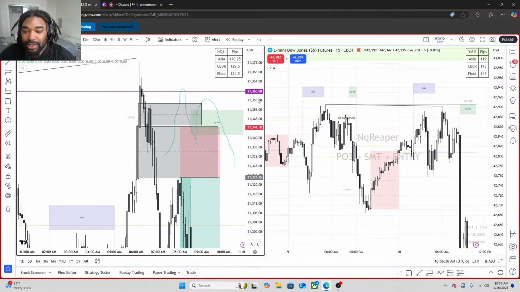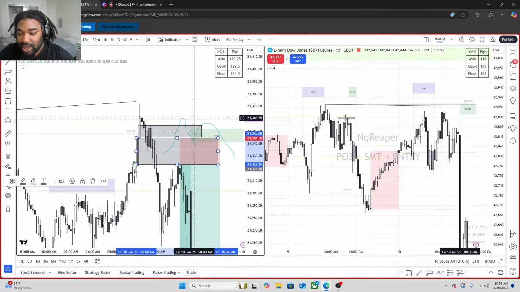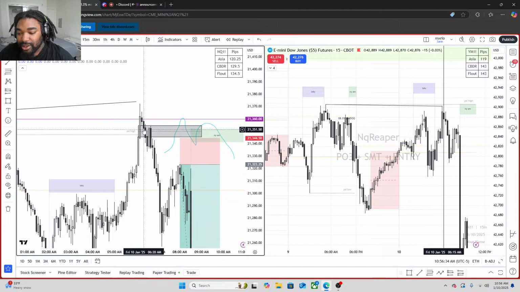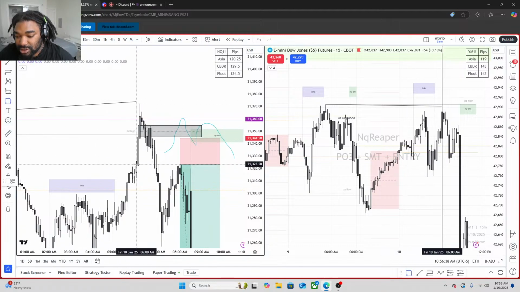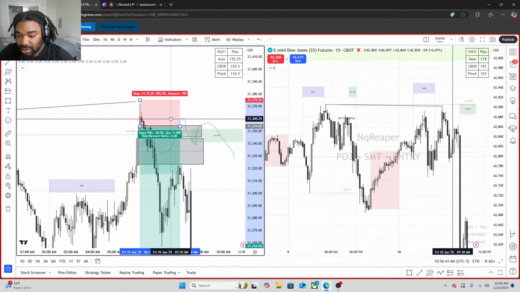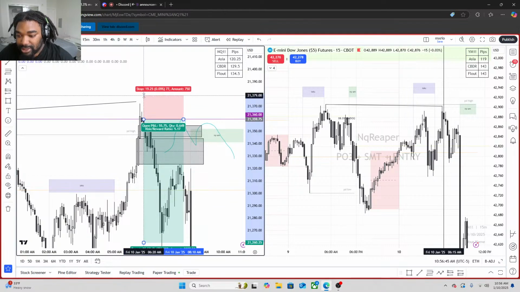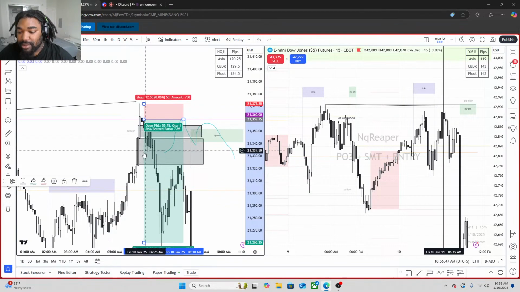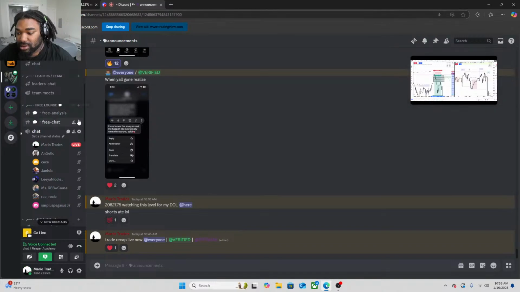But yeah, after I anticipated us holding below that PD array off my entry, I got one PD array holding my entry, and now I got another, because I got two inversions that are below my entry that should be holding it. Stop loss at the highs, because if this high was to break, my trade is invalidated.